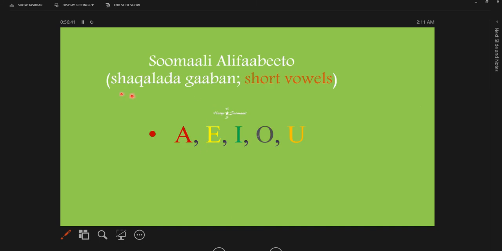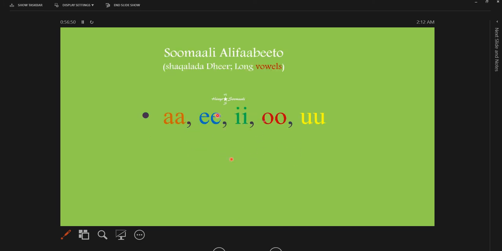Somali alphabet. Shaqalada gaaban, short vowels: A, e, i, o, u. Shaqalada dheer, long vowels: A, e, i, o, u.